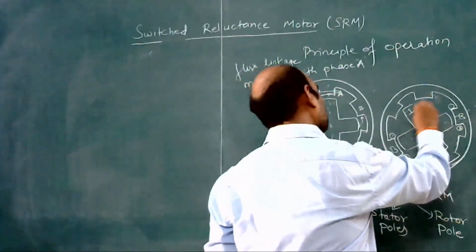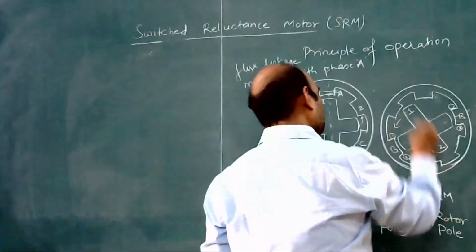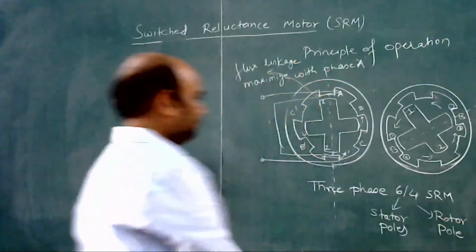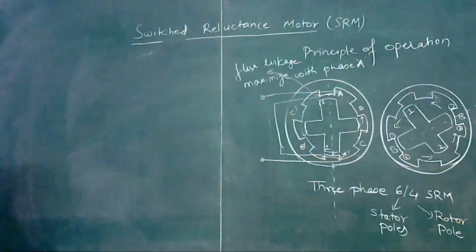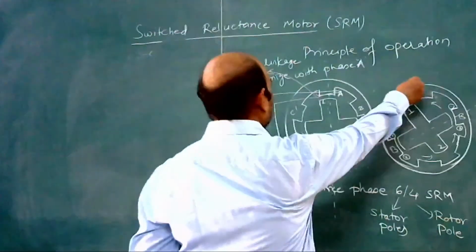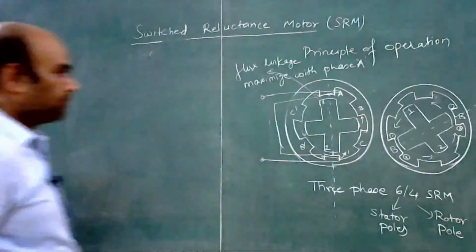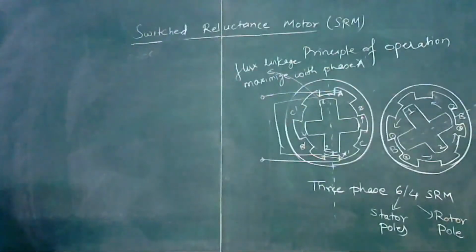This is one and this is... So there will be clockwise direction. Okay. So when phase A is de-energized and B is excited, the rotor moves clockwise so as to maximize flux linkage with phase B, which is the phase B axis.